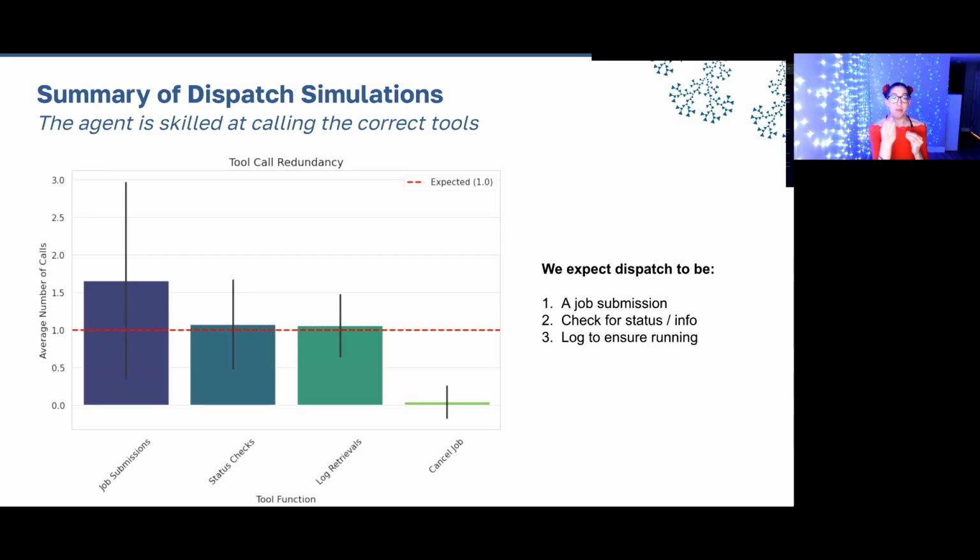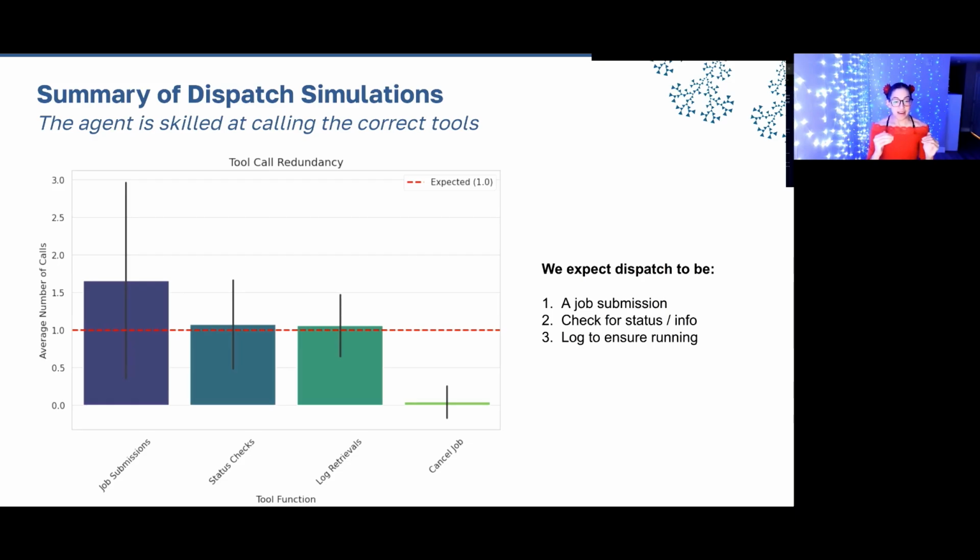Then you're going to have it submit the job, ensure that the submission was successful, monitor it to make sure that it's running, check the status, briefly check the log to make sure there wasn't an immediate failure, and then send back the result. And so what you're looking at here is what we're calling tool call redundancy.